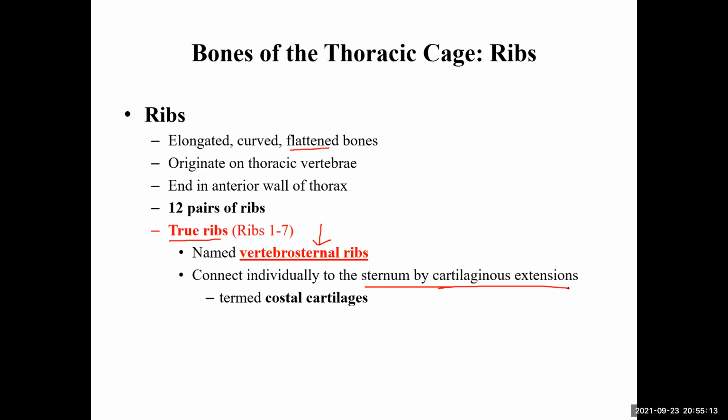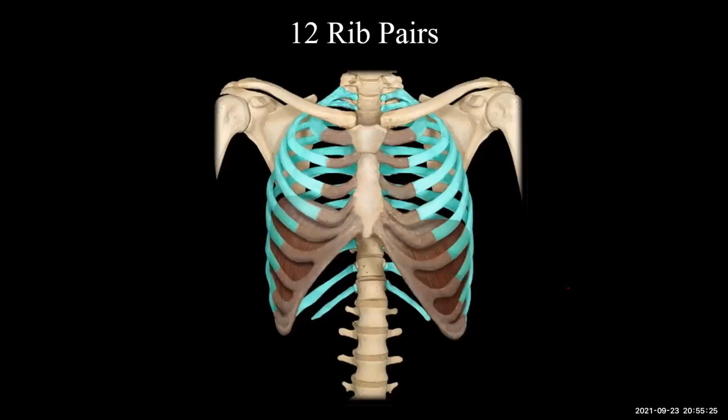Okay, so those are true ribs. You need to know that. You'll have a test question on it. Ribs 1 through 7 are true ribs, and you should know both names because it'll ask you for another name for a true rib: vertebrosternal.